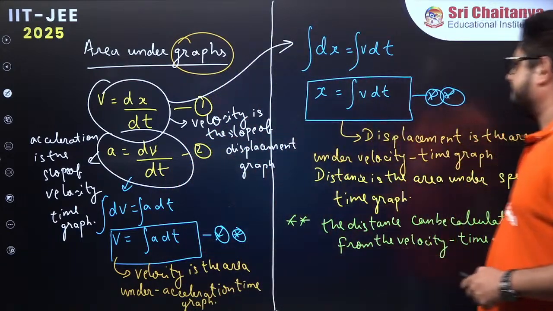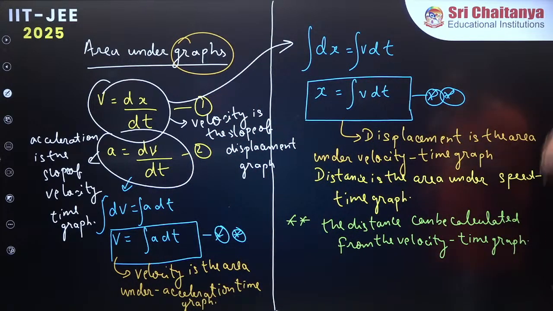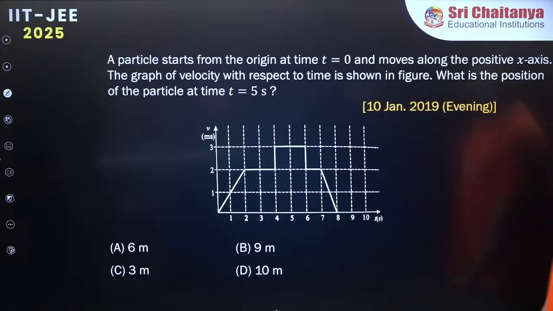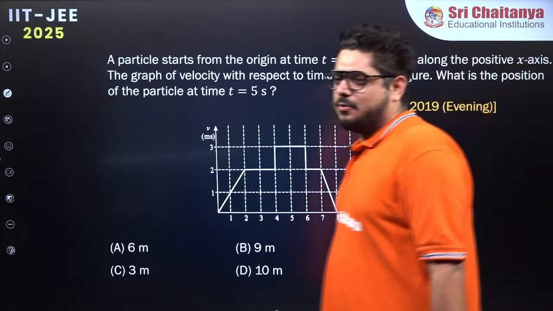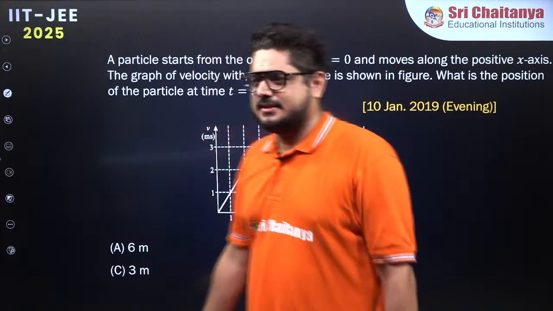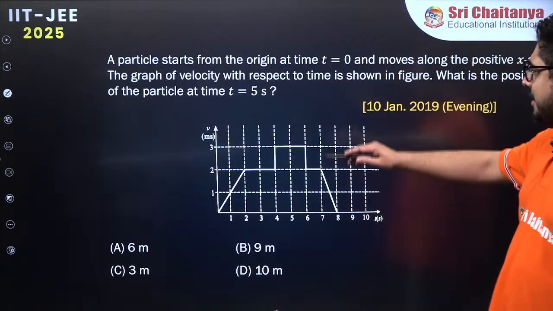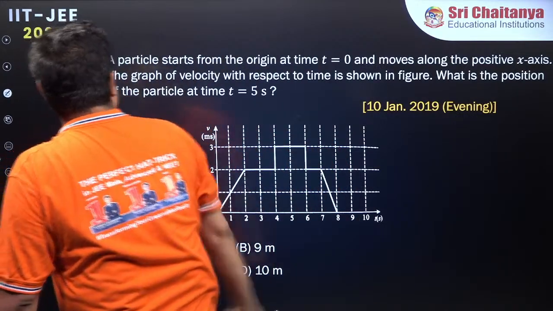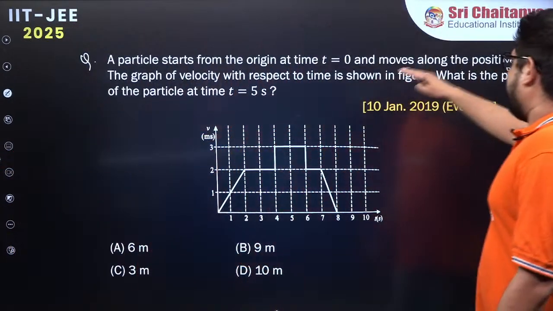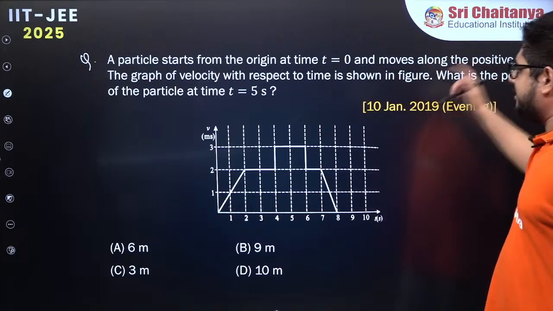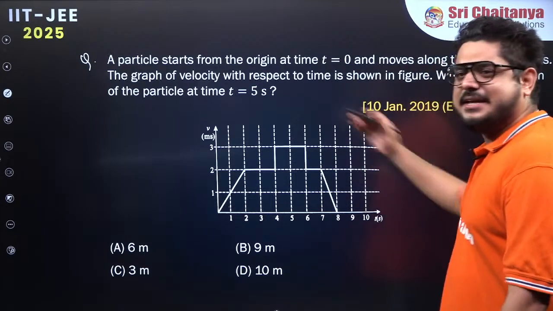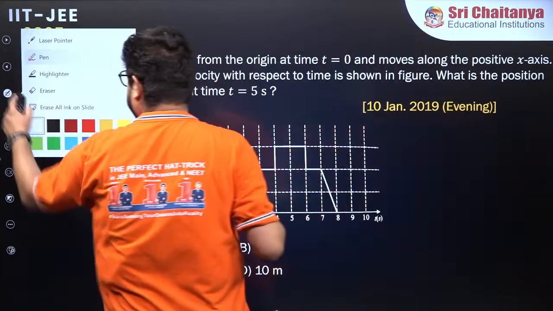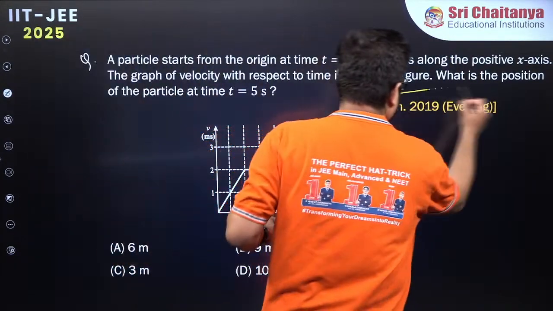So now, there's a slide, everyone. Let's try to solve this previous year JEE Main question. I hope the question is visible to everyone. A particle starts from the origin at time t equal to 0 and moves along the positive x-axis. The velocity time graph is given in the question. This is a previous year JEE Main 2019 question.